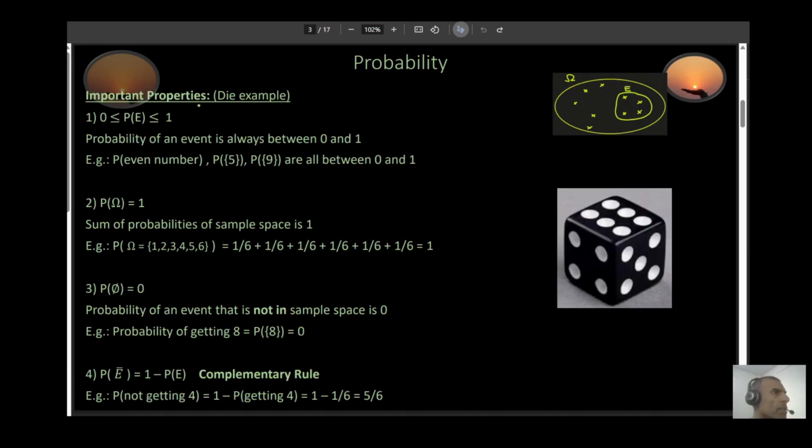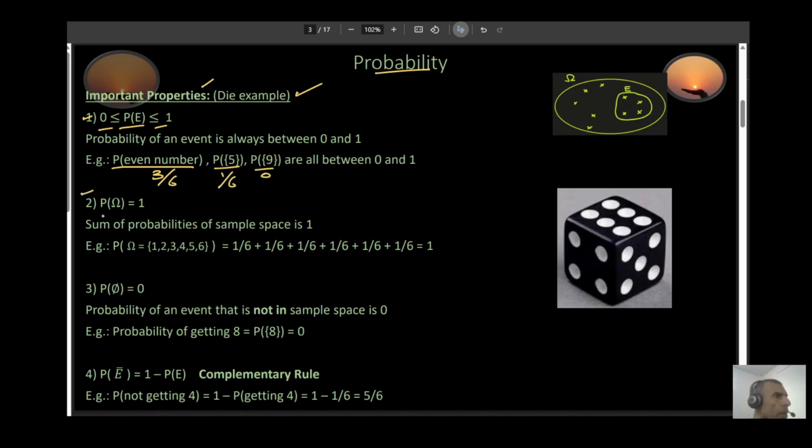Now let's take a look at some of the important properties of probability. I'll be using a die example. The first one says that the probability of any event E is between 0 and 1. For example, when you roll a die, the probability of getting an even number is 3 over 6 because there are 3 even numbers. The probability of getting 5 is 1 over 6 because there is only one 5. The probability of getting 9 is 0 because there is no 9 when you roll a die.